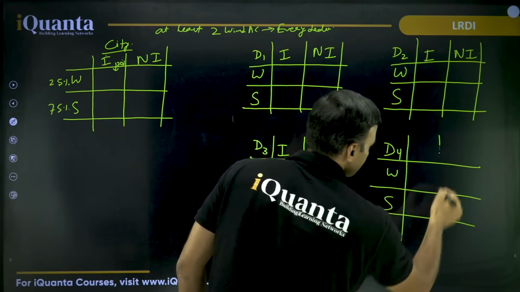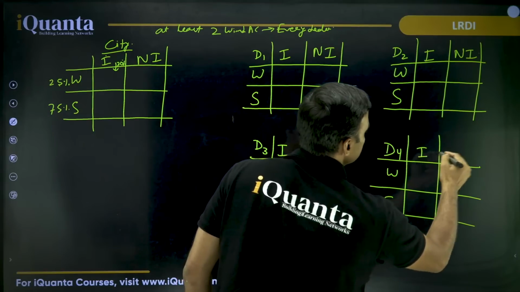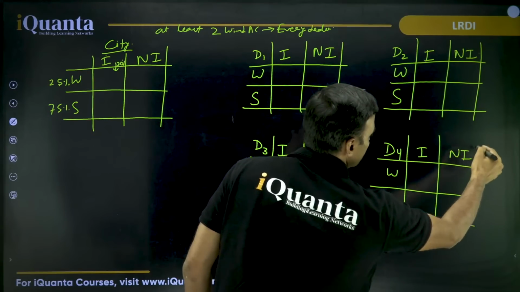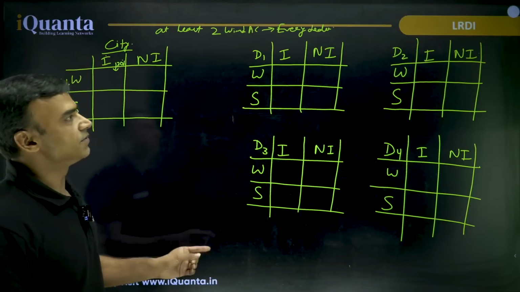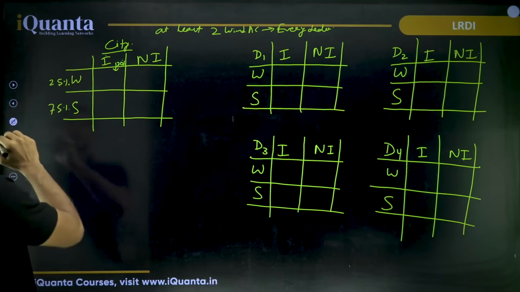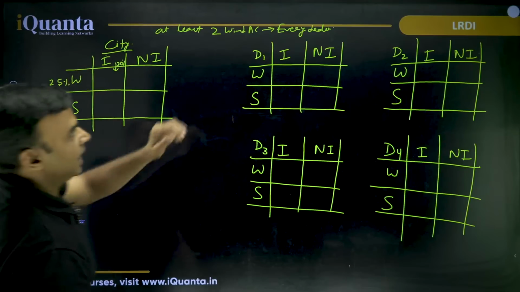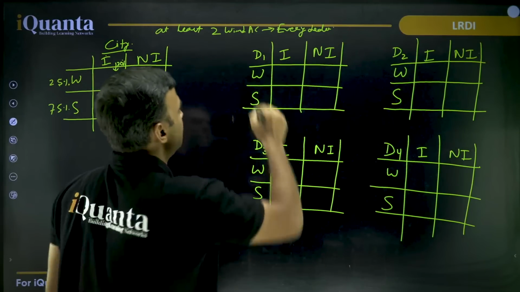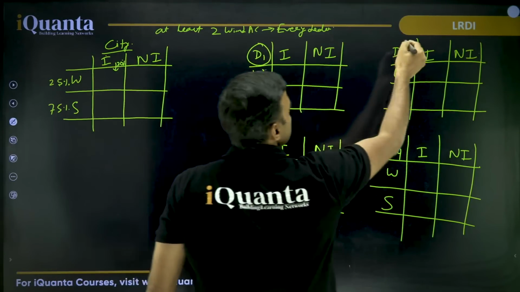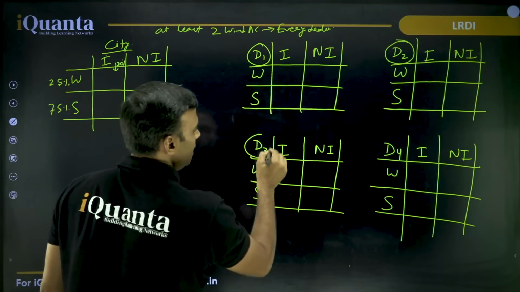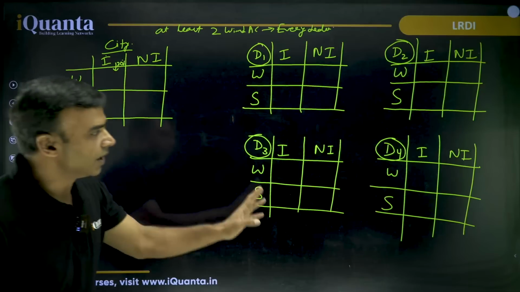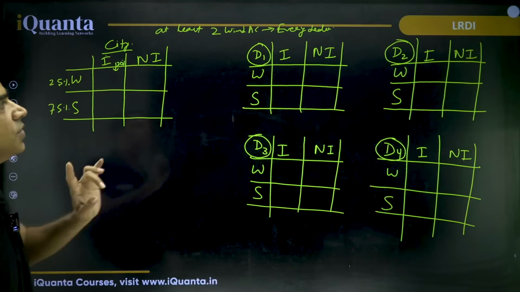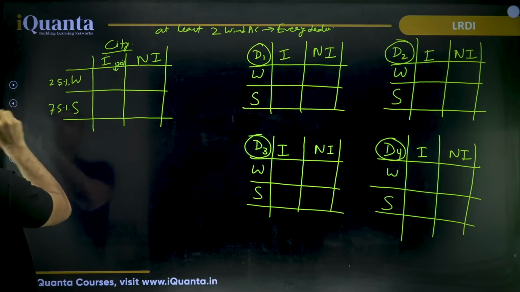Okay, so we have window here, split here. So this is our table complete, inverter and non-inverter. So I stands for inverter, NI stands for non-inverter, W stands for window, S stands for split. So this is for the whole city, and this is for D1, D2, D3 and D4. We don't have to decorate, but at least we should be very clear and sure what exactly we are looking for or doing.